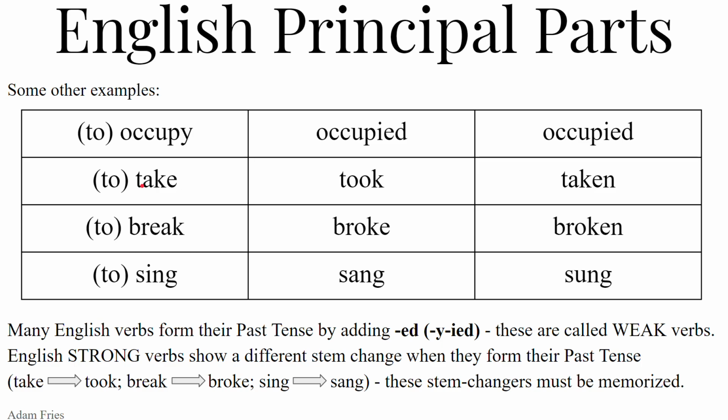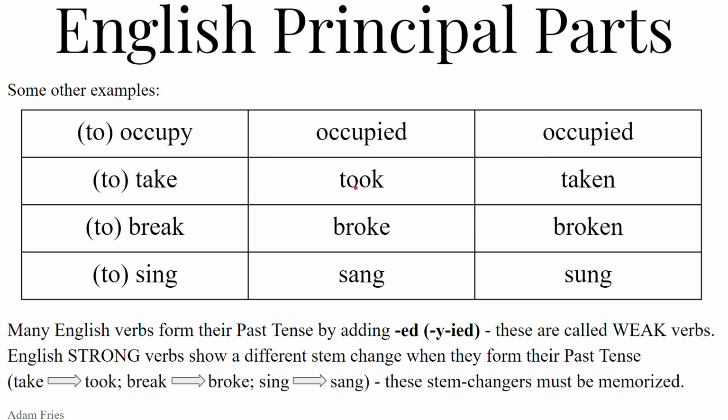But check out the verb take. I want to take, I took, I have taken. It's not take, taked, taked. It's take, took, taken. This vowel, take, turns into an u, took in the past tense. Germanic languages call these strong verbs. Remember, English is a Germanic language, so it retains lots of aspects that Germanic languages retain.